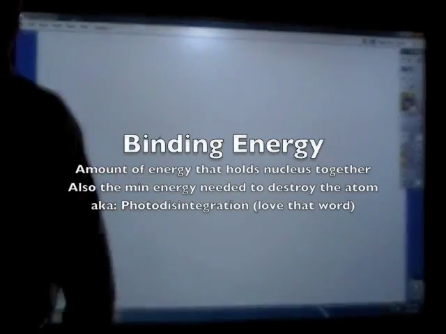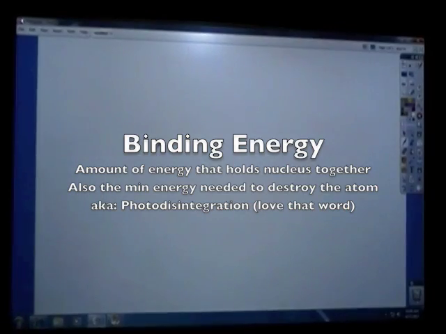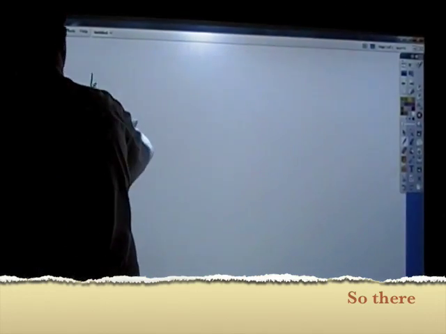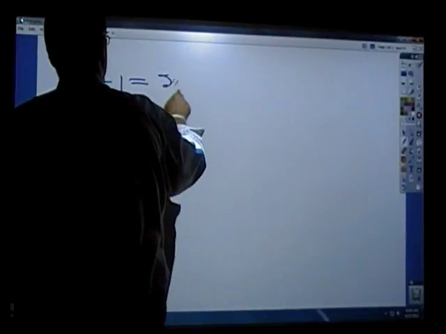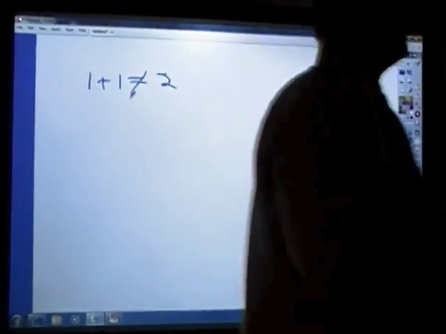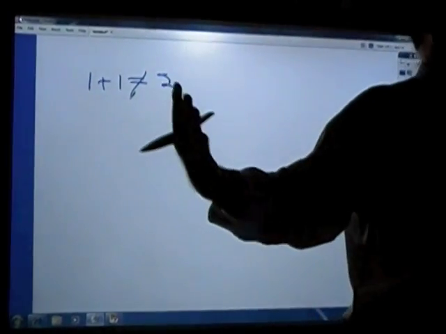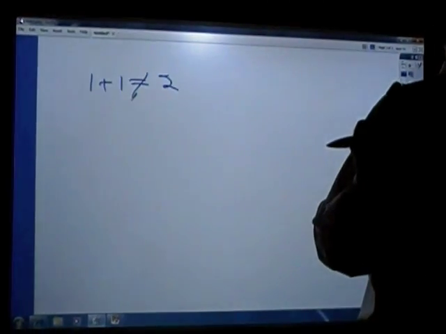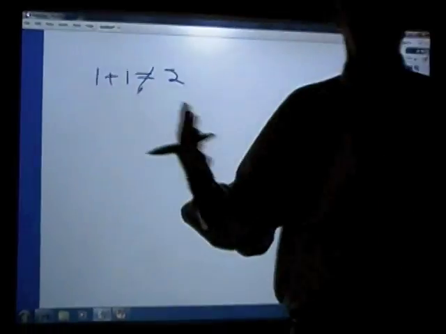Binding energy. Now, from the 10,000 foot view, what did we say about binding energy? 1 plus 1 does not equal 2. If I have a gram of hydrogen and I fuse it with another gram of hydrogen, I am going to come up with something less than 2 grams of helium. Agreed? And that's fusion. That's what dominates our universe.